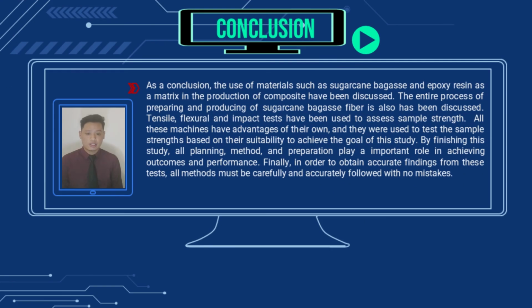As a conclusion, the use of materials such as sugarcane bagasse and epoxy resin as a matrix in the production of composite has been discussed. The entire process of preparing and producing sugarcane bagasse fiber has also been discussed. Tensile, flexural, and impact tests have been used to assess sample strength. All these machines have advantage of their own, and they were used to test the sample strength based on their suitability to achieve the goal of the study.